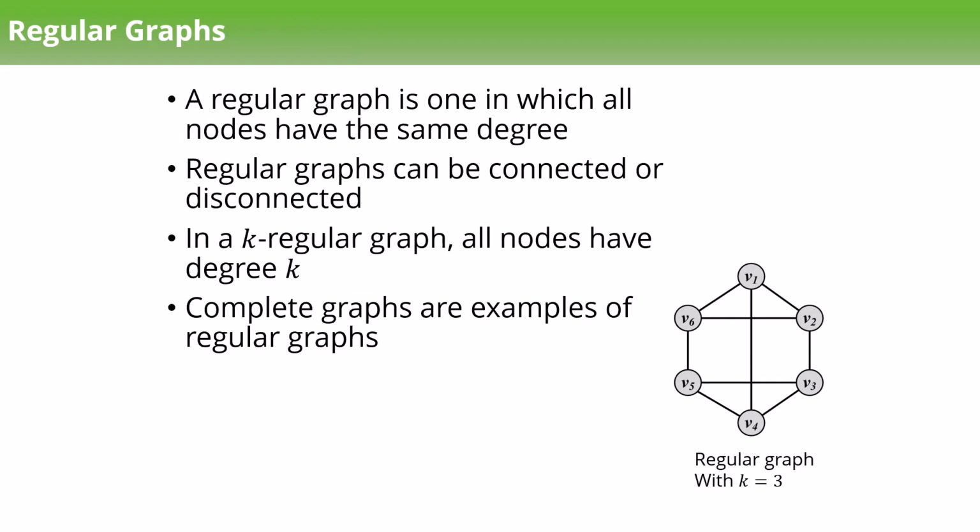Okay, so the next one is regular graph. A regular graph is one in which all nodes have the same degree. Every node has the same degree. Suppose every student has exactly 3 friends, then the graph is called 3-regular.